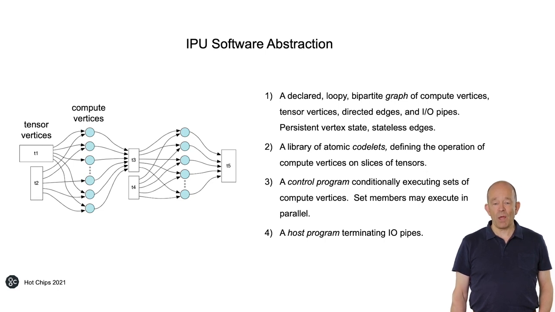What causes that to happen is the control program. The control program captures the causality in the graph. Because the graph is loopy, the control program may reevaluate some vertices many times, for example, until a convergence criterion is met. Finally, there are pipes, which provide the graph with input and output. An IPU is an accelerator, like a GPU or a TPU, so it always has a host. And these I/O pipes are terminated by a program running on that host.